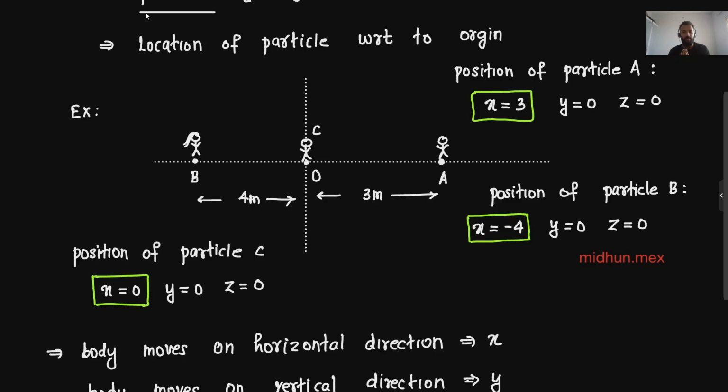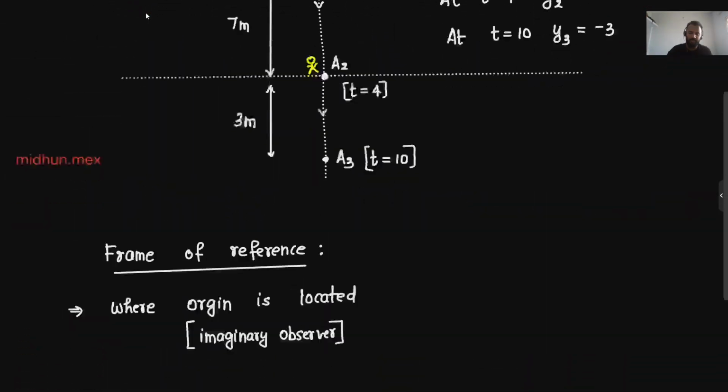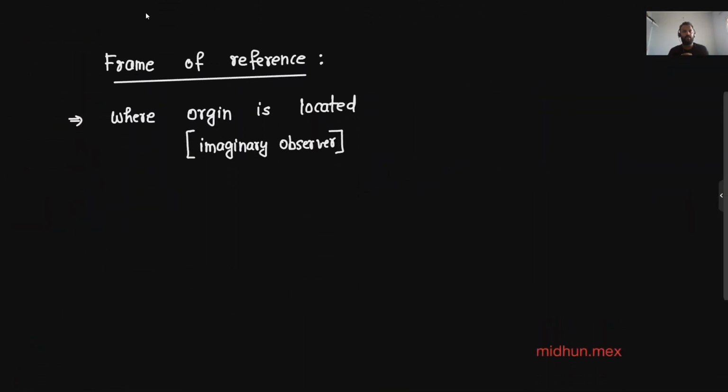Understand, in every problem the data or the question is provided by an observer. That is your idea. The question is provided by an observer, and the observer is standing where? At the origin. This is what you right now know. So let us go back to our topic, frame of reference. It is where the origin is located. At the origin, always understand there will be an imaginary observer present.